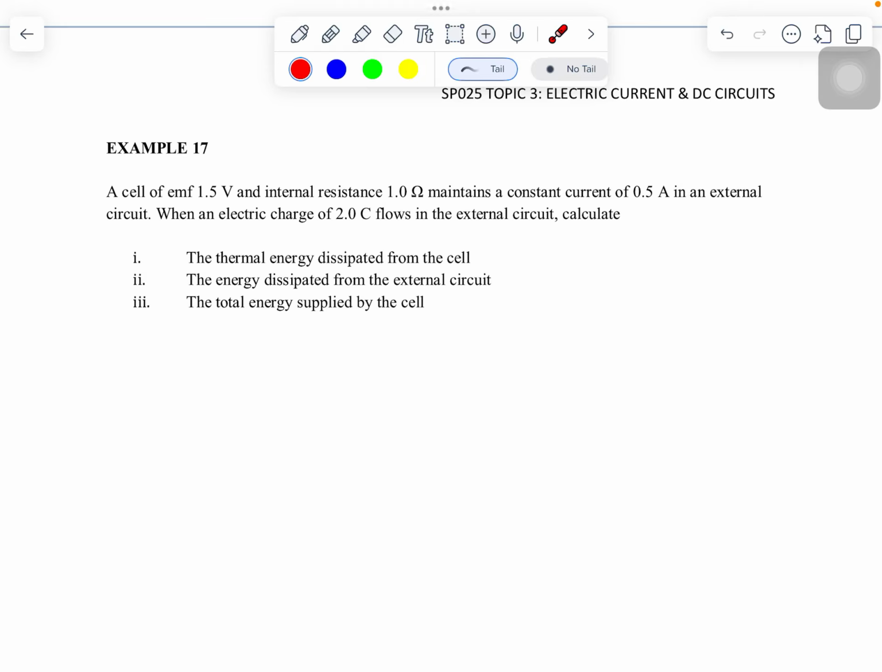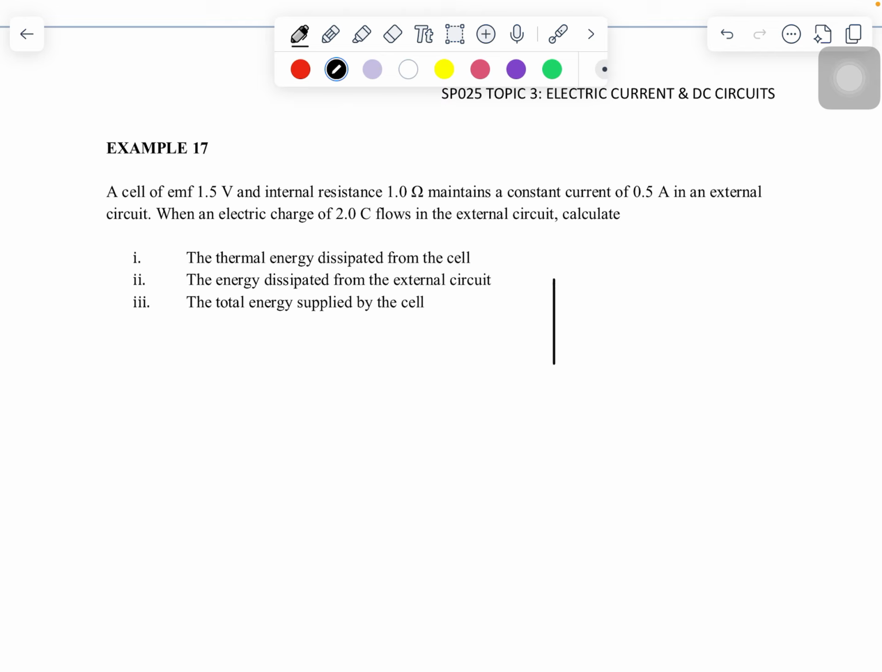Okay, let's take a look at example 17. A cell of EMF 1.5 volt and internal resistance 1 ohm maintains a constant current 0.5 ampere in an external circuit. When an electric charge of 2 coulomb flows in the external circuit, calculate. Okay, so we have three things that we need to calculate. First, let's draw the circuit that we have.